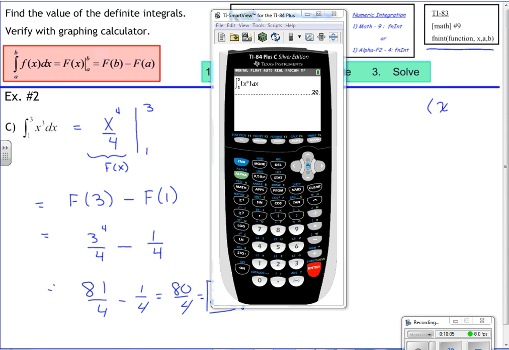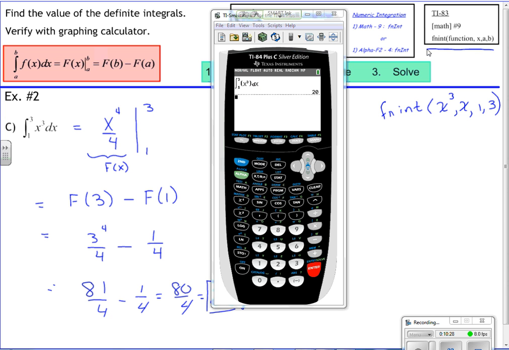So you'll key x cubed, and then you'll put x, because that is with respect to x, like we did right there, and then comma, lower limit a to upper limit b, which is 3. So your screen will look like that, and then hit enter, and you should get your answer. Okay?